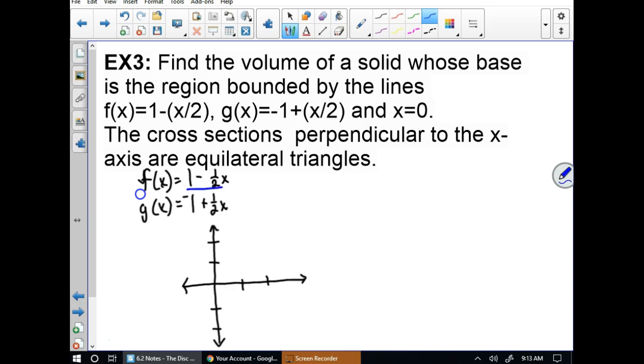Okay, so if we graph 1 minus 1 half x, we have a y-intercept at 1 and a slope of negative 1 over 2. So that would be this line here. And if we graph negative 1 plus 1 half x, that's a y-intercept of negative 1 and a slope of positive 1 half. So that will look like this. And then it also told us that x equals 0, which is our y-axis. So right here is our area.